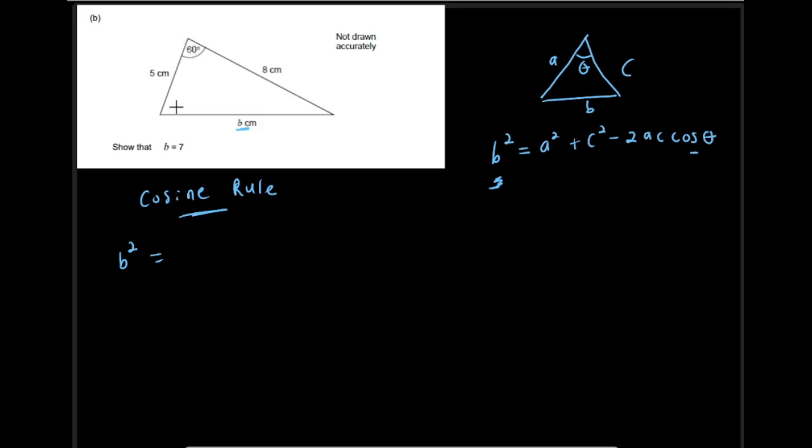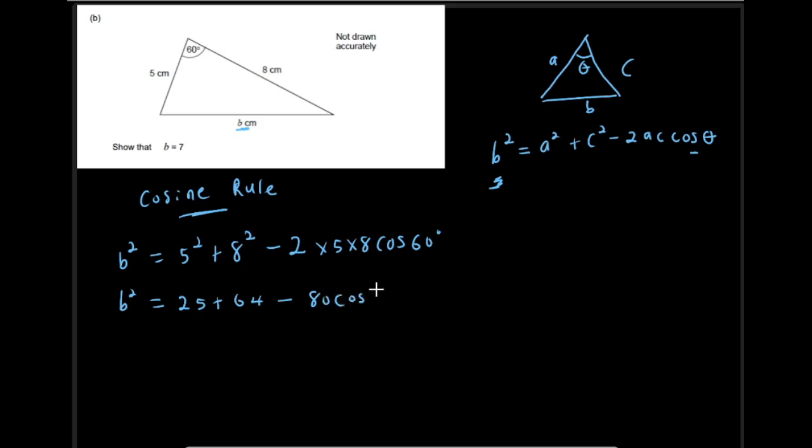So we have b squared equals the sum of squares of the two other sides. That will be equal to 5 squared plus 8 squared minus 2 times the product of those two other sides again. So you have 2 times 5 times 8 cos the reference angle, which is 60 degrees. So that will give us b squared equals 5 squared being 25 plus 64 minus 2 times 5 times 8, which is minus 80 cos 60.